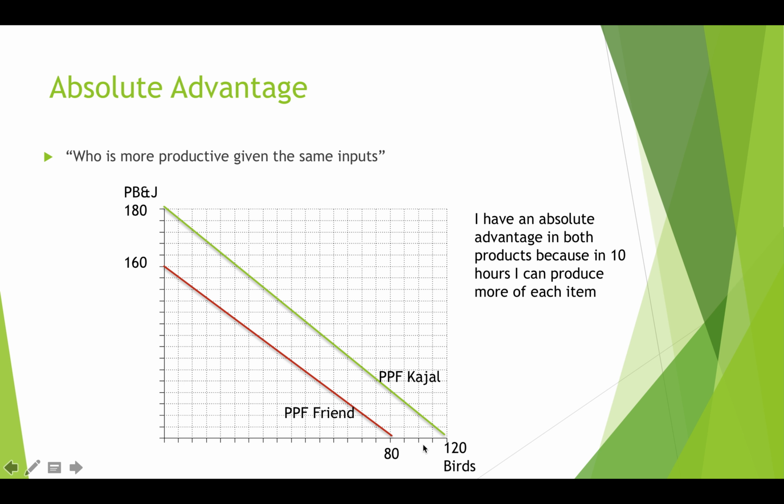And if she devotes all her time to just producing birds in the 10 hours, she can only produce 80 birds, while I could produce 120 birds by giving my entire 10 hours to it, 40 more birds than she can.